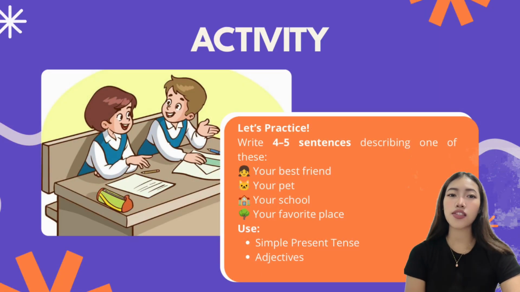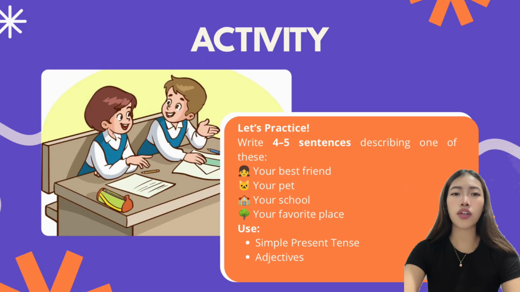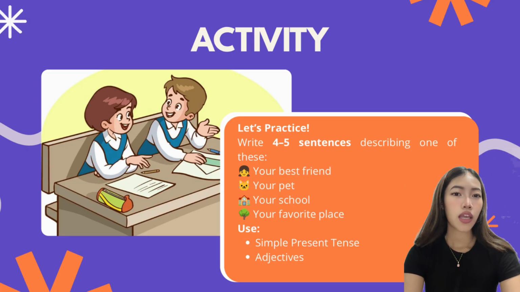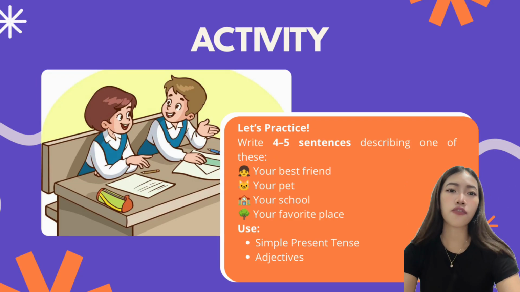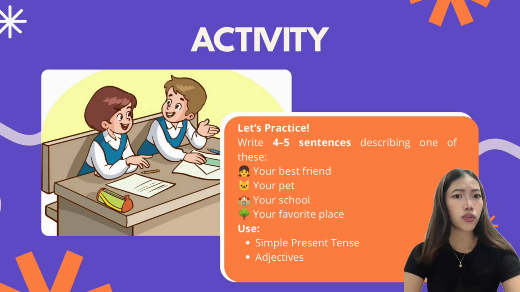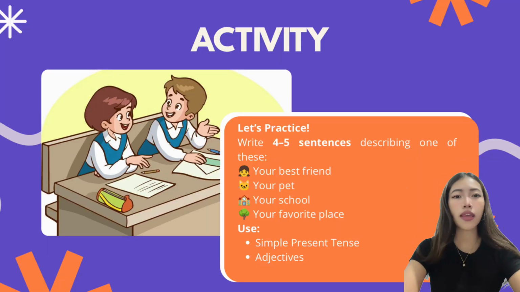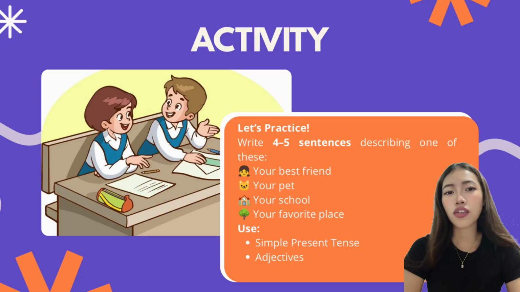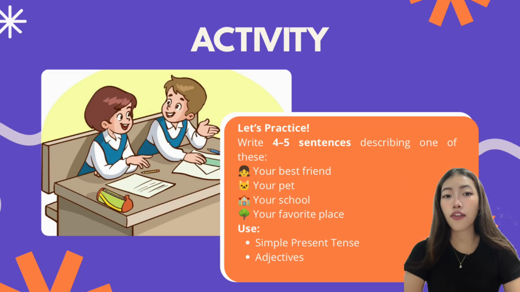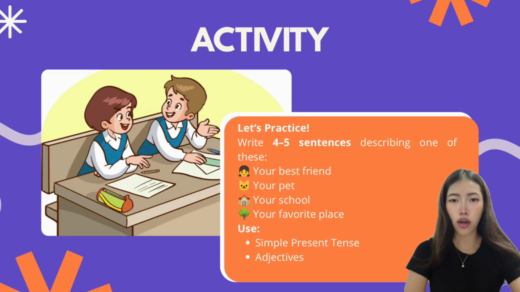Now, it's your turn to practice. I'd like you to think about someone or something you like. It could be your best friend, your favorite pet, your school, or even your bathroom. Try writing 4 or 5 simple sentences to describe it. Don't worry about making mistakes. Just focus on using simple present tense and descriptive words. The more you practice, the more confident you'll become.